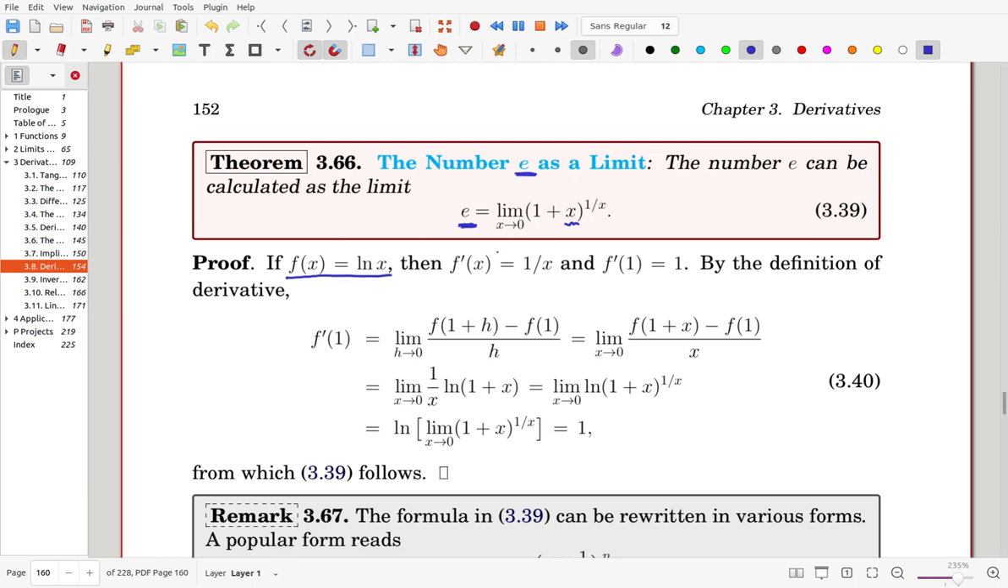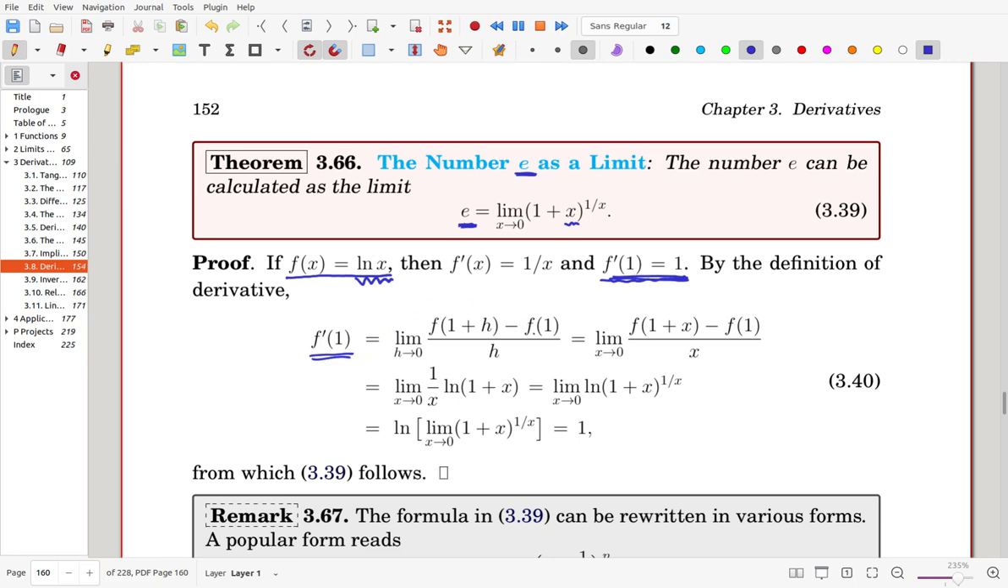the logarithm of x. Then the derivative of logarithm x is 1 over x, and at 1 the derivative will be 1. We know that, so we'll use this one. Now for f prime at 1 for that function, we are using the definition. That is the quotient f of 1 plus h minus f of 1 over h, with the limit as h approaches 0. That is the definition of the derivative at 1.